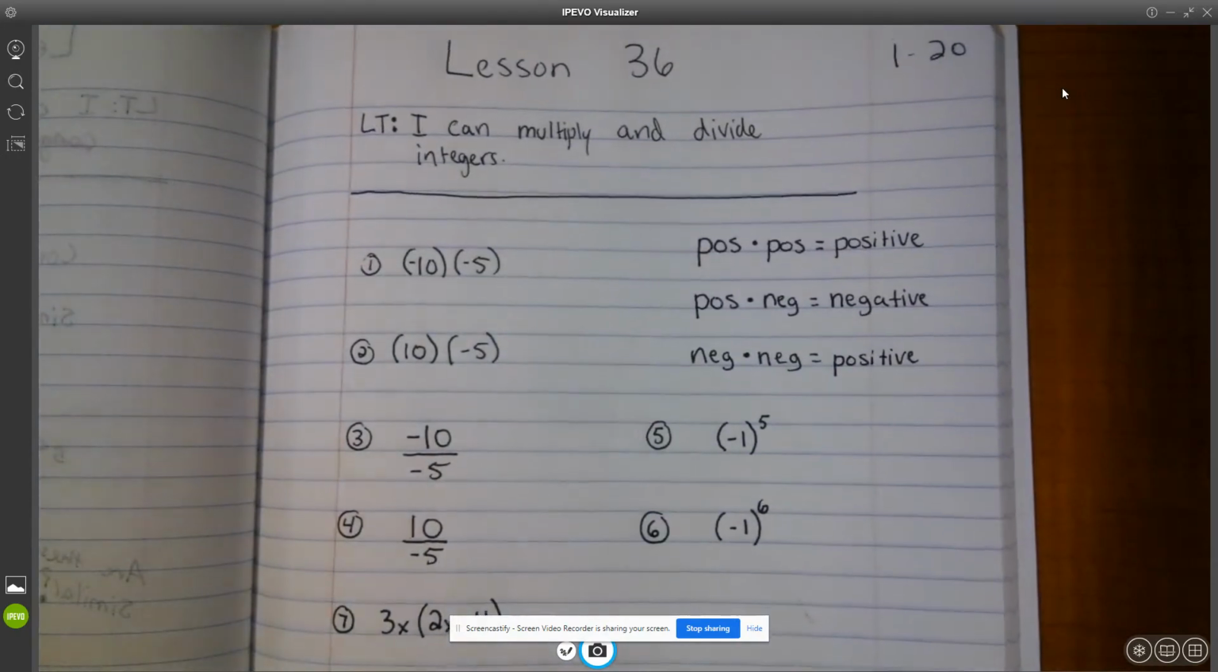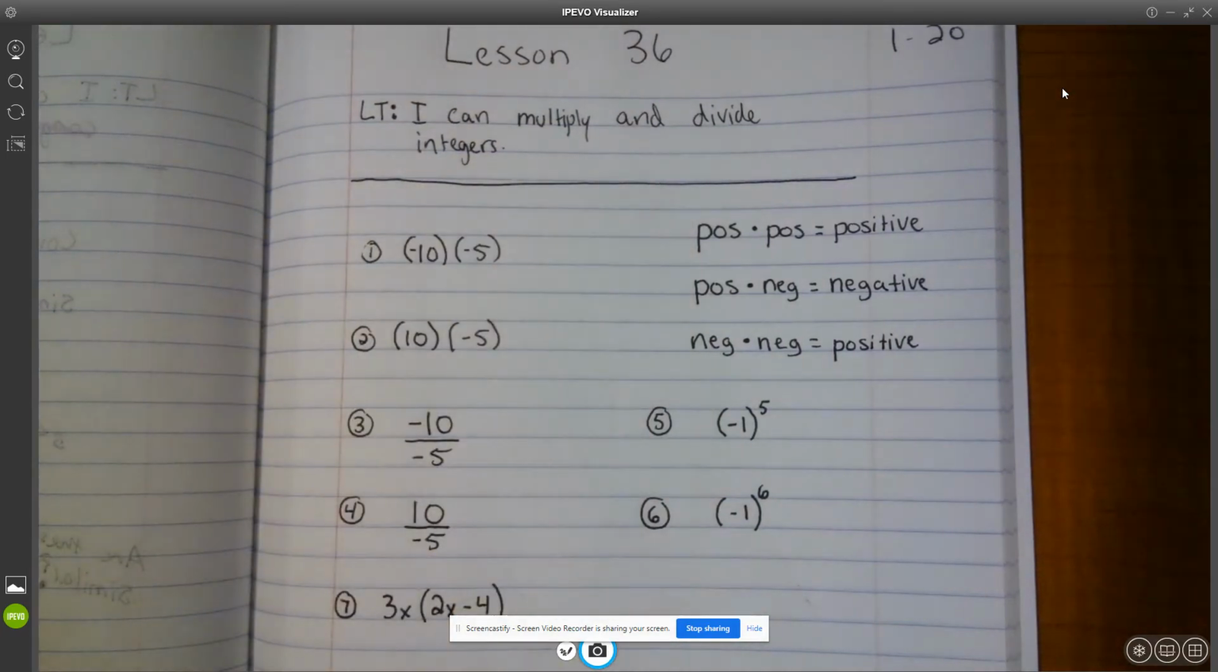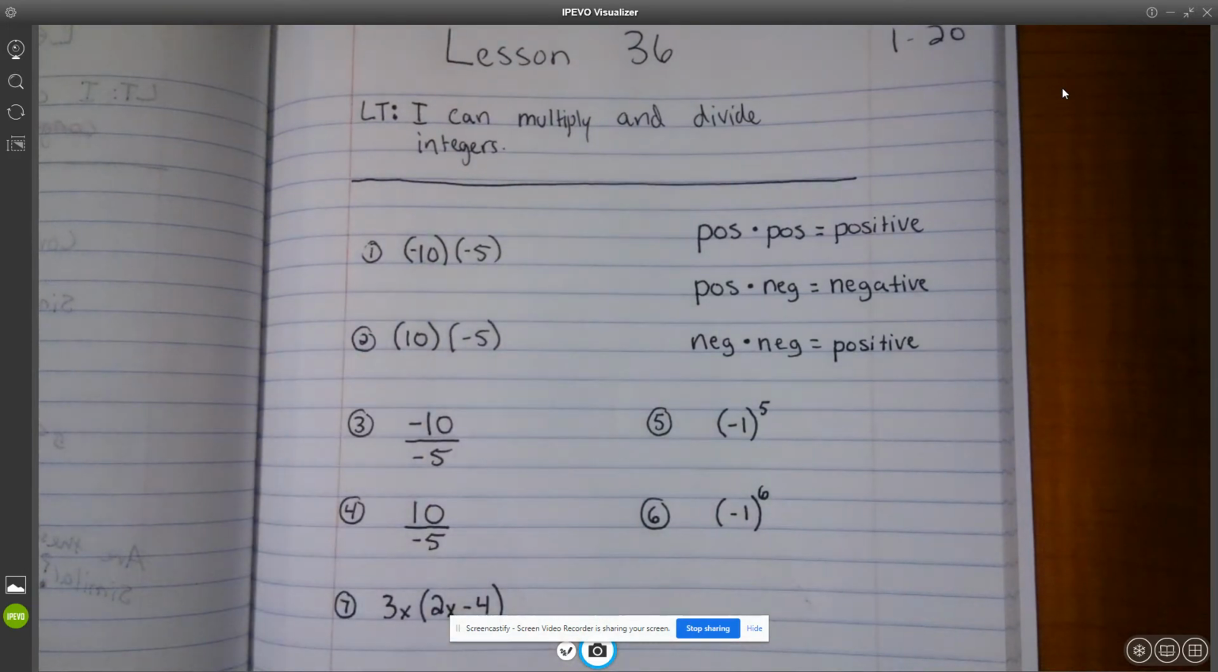Learning target: I can multiply and divide integers. If you're asking yourself what the word integers means, you already know integers are just numbers, counting numbers, including negative numbers. So another way we could reword this learning target, maybe a little friendlier, is I can multiply and divide negative numbers, because we already know how to do positive numbers.